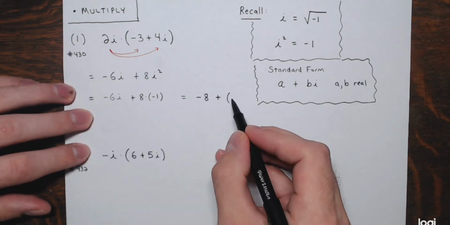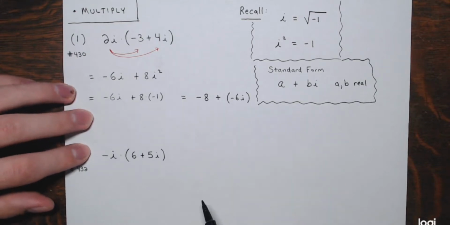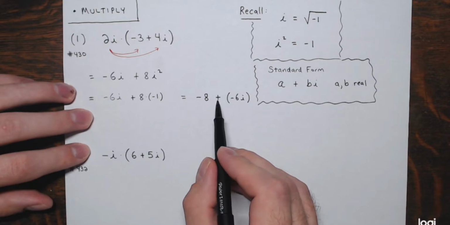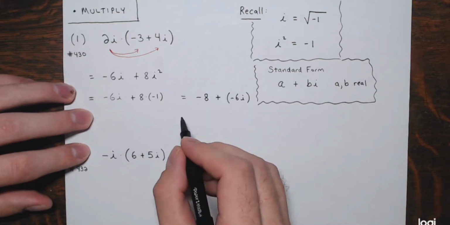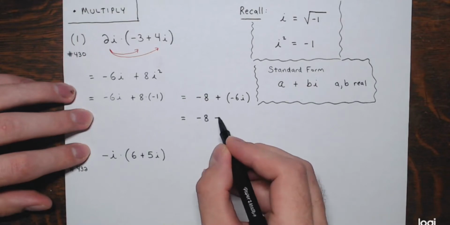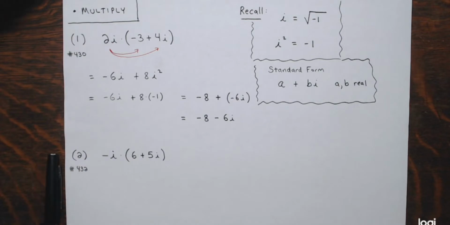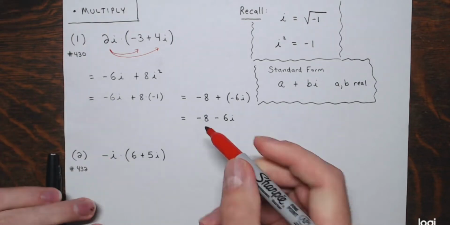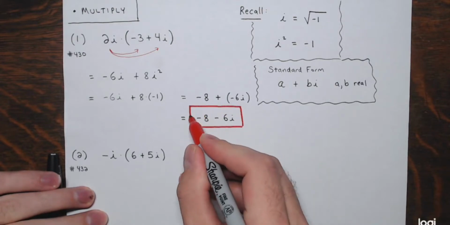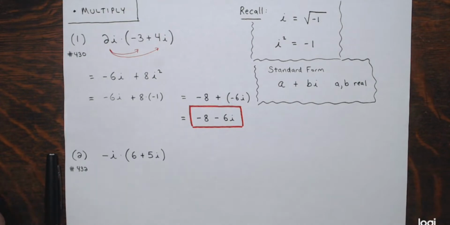So you can leave it like this. That's totally fine. It's just, usually when people write plus and negative, it's just minus, right? So I'm going to leave this at the end as negative 8 minus 6i. Let me circle that. That should be my final result. And I want to put all my final results in this standard form for a complex number.